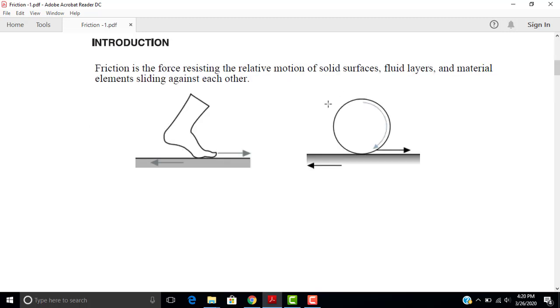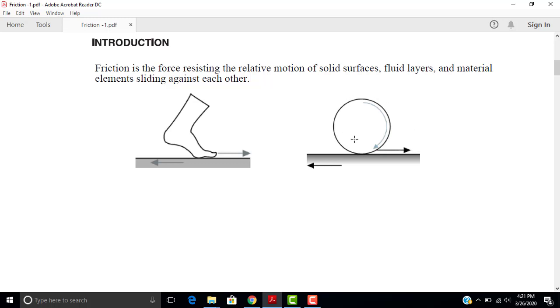For example, in this figure, I am applying a force of 10 kilonewton because I want this ball to move towards the right direction. When I apply a force of 10 kilonewton, I observe that the body does not move. Now I will increase my force to 15 kilonewton. Even at this time, there is no motion in the ball. Now I will apply 20 kilonewton. Again I observe that there is no movement of the ball.